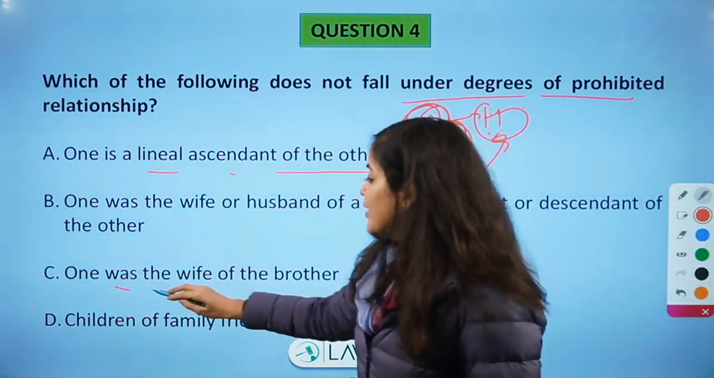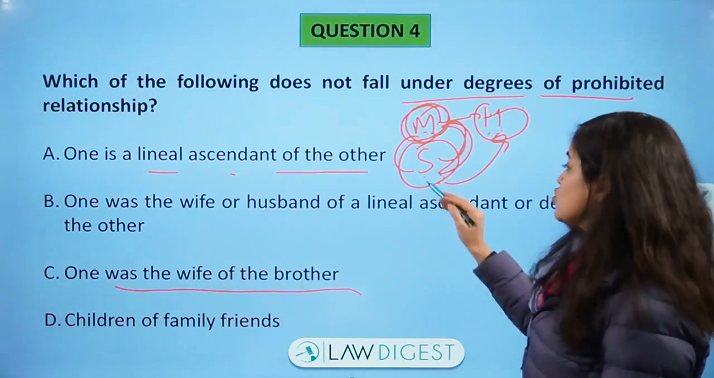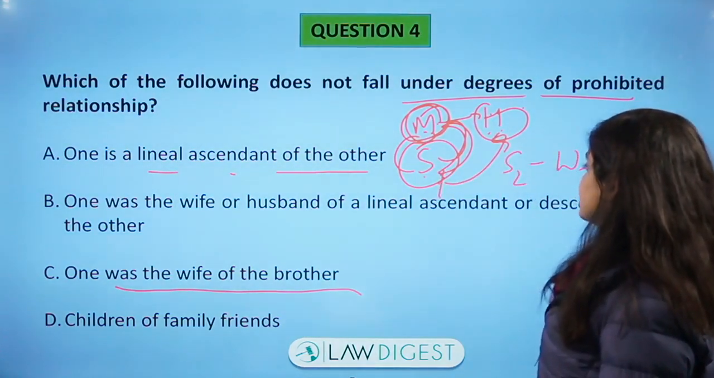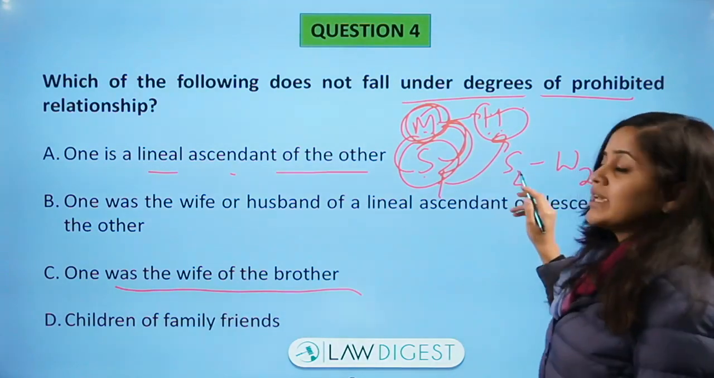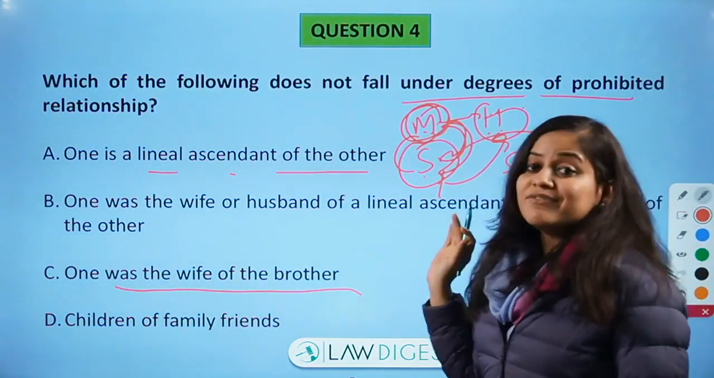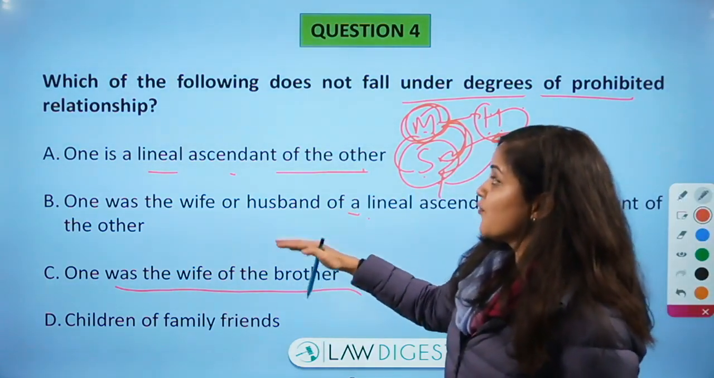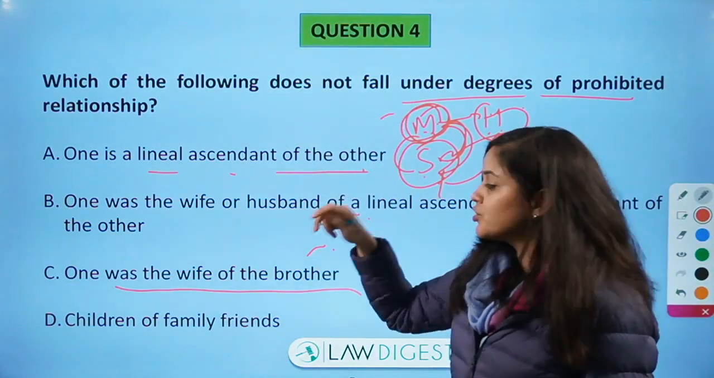Then the next is, one was the wife of the brother. So if there are two sons and there is a wife of the second son, this S1 cannot get married to the wife of the second son. So all these relations fall within the degree of prohibited relationship.